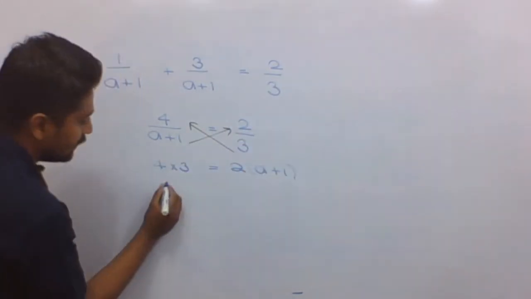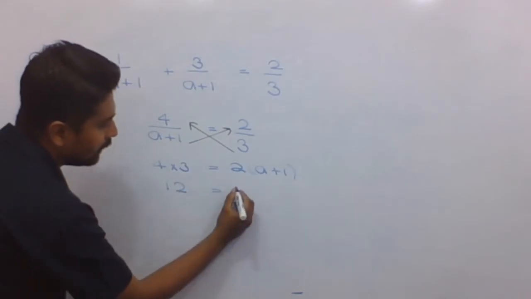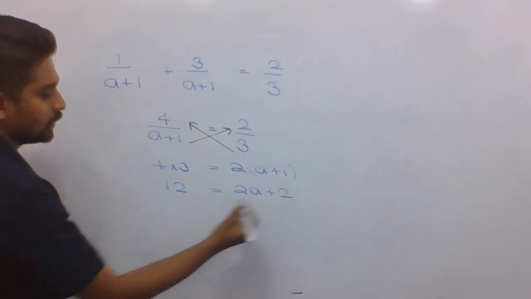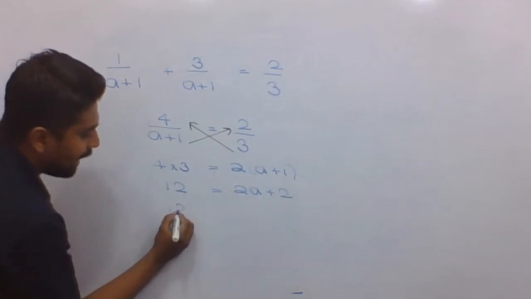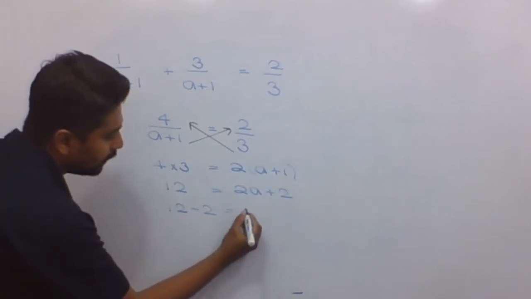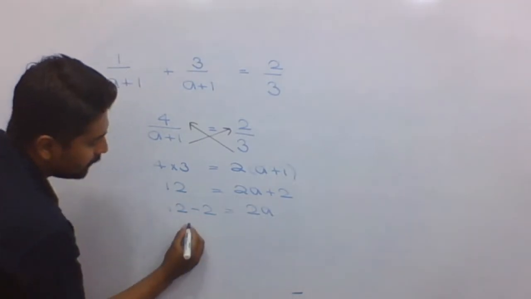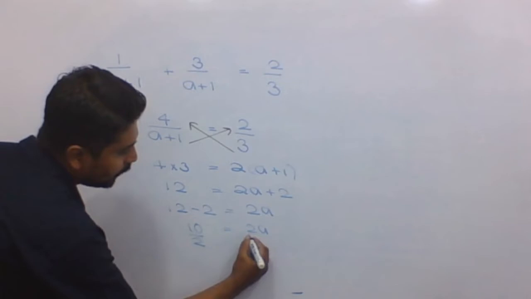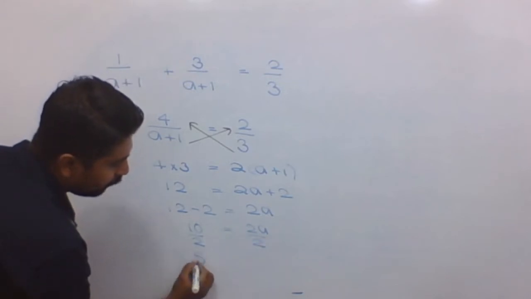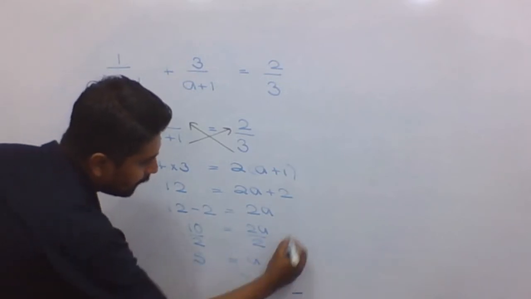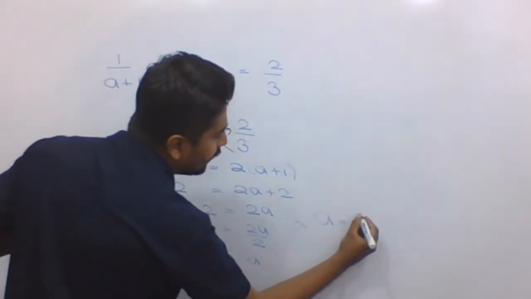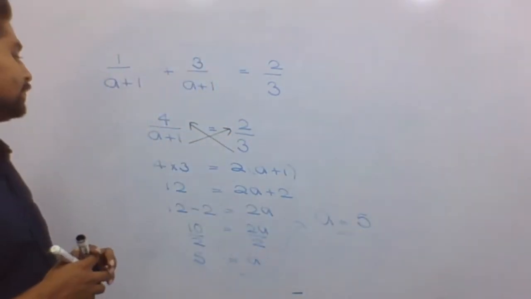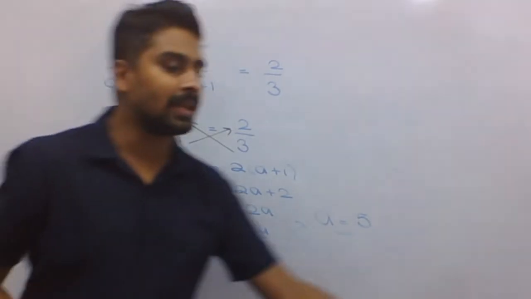So a plus 1 times 2 gives 2a plus 2. Then bring 2 to this side as a minus: 12 minus 2 equals 2a. This is 10 equals 2a. Divide both sides by 2. Then 5 equals a. That means a equals 5. A equals 5. Right? It's very clear.